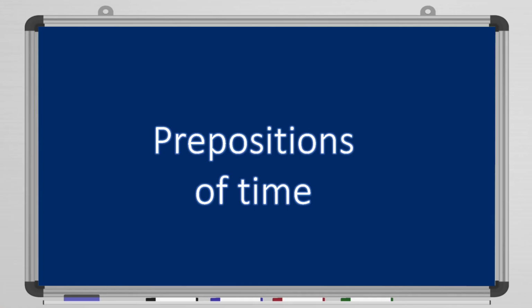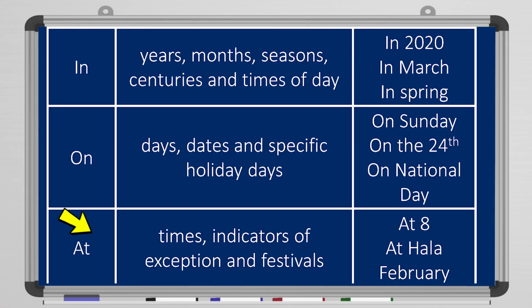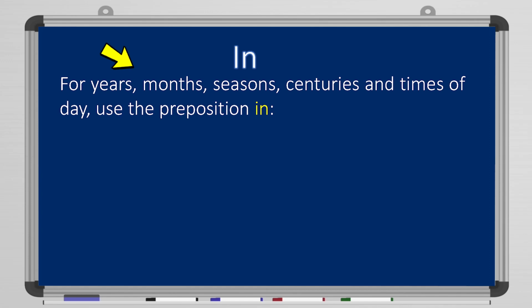This brings us to prepositions. When it comes to prepositions, we have prepositions of time and prepositions of place. Let's look at prepositions of time. We have in, on, and at. In is used to talk about years, months, seasons, centuries, and times of day.